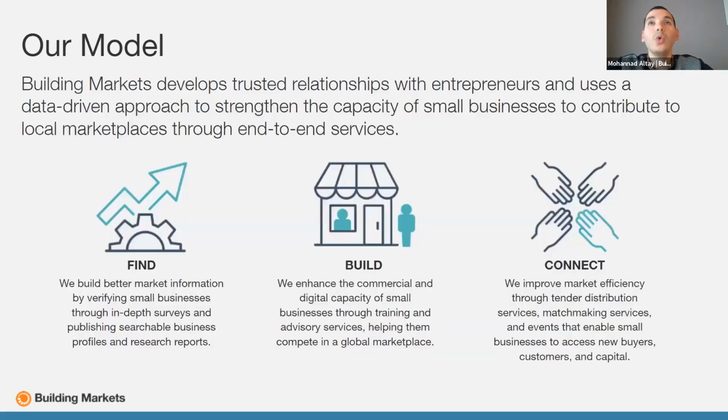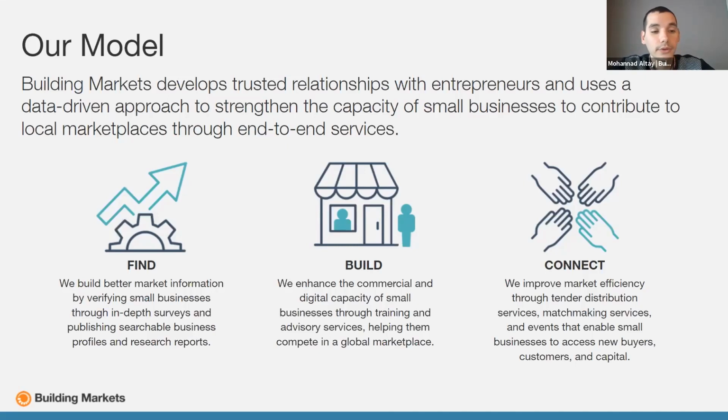So how do we achieve this? How do we do what we do? Now we will quickly review our model, how we work. Our model consists of three pillars: find, build, and connect. We will review each of the pillars, see what they are, and what kind of services we deliver under each pillar.